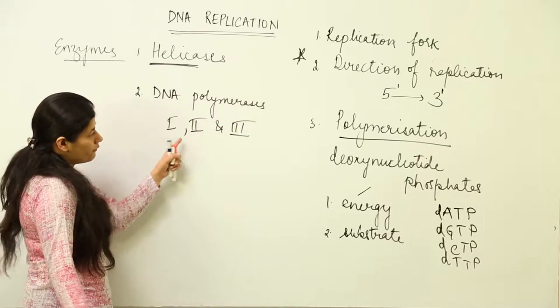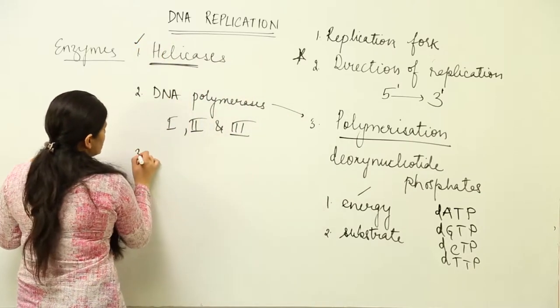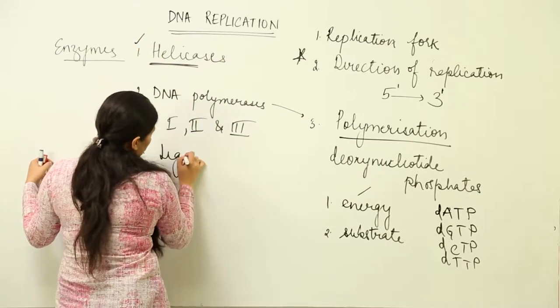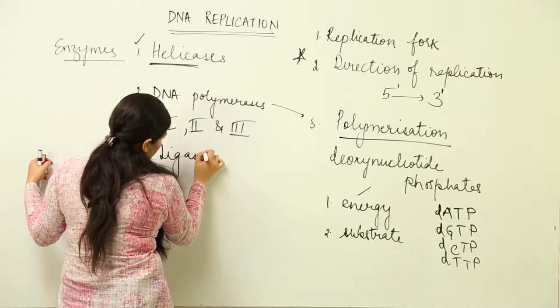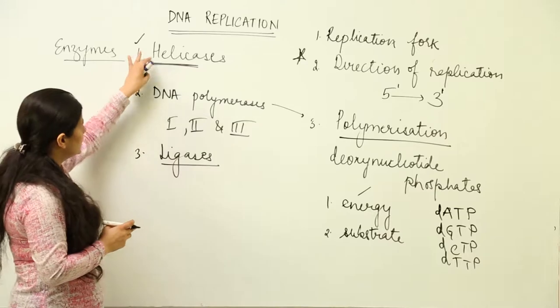1, 2 and 3. Okay, 1, 2 and 3, it has something to do with polymerization. Third one is ligases. You know what ligases are meant for? They are meant for joining. That means some fragments would be formed. So we get the enzymes.